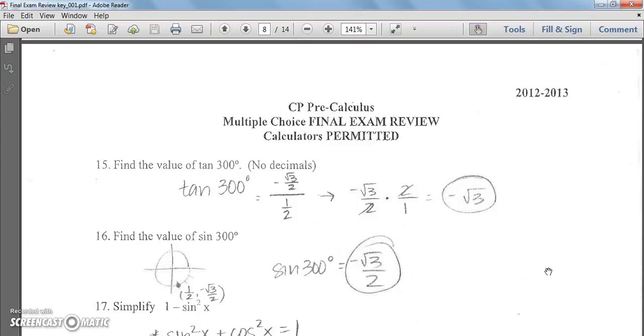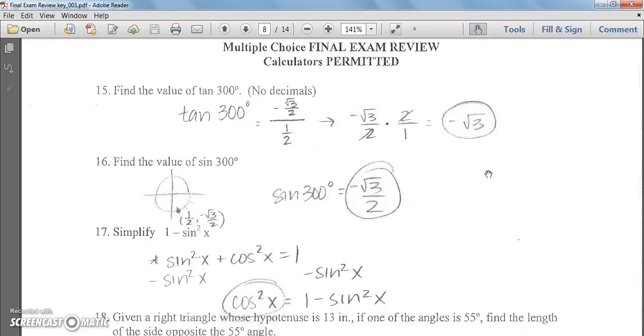Unit circle here. Tangent of 300 degrees, it's negative root 3 over 2 over 1/2. Multiply by the reciprocal here. You get negative root 3. Done. 16th straight unit circle problem. Look at your unit circle, what you have given to you for 300 degrees, and you find that.